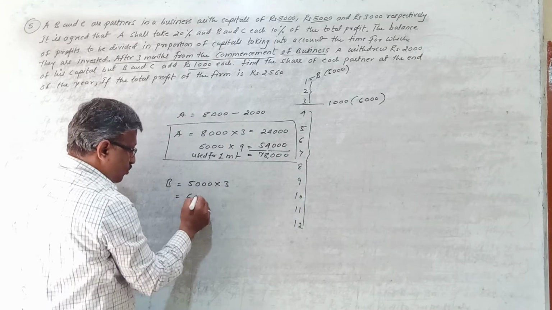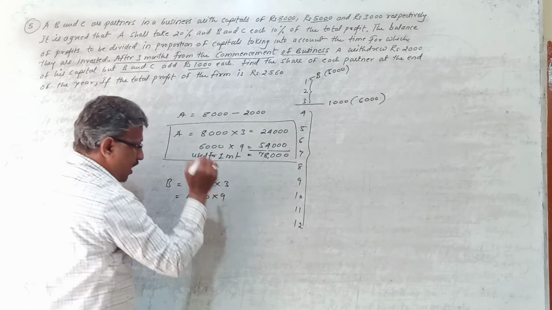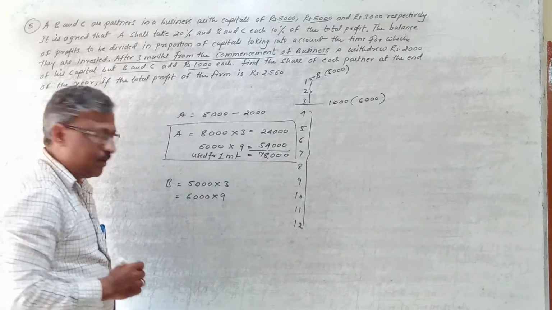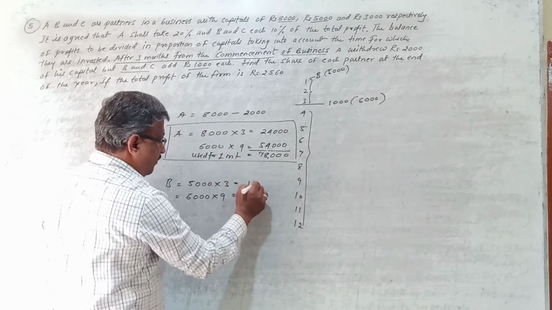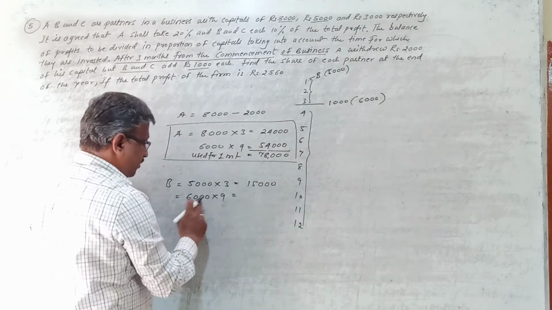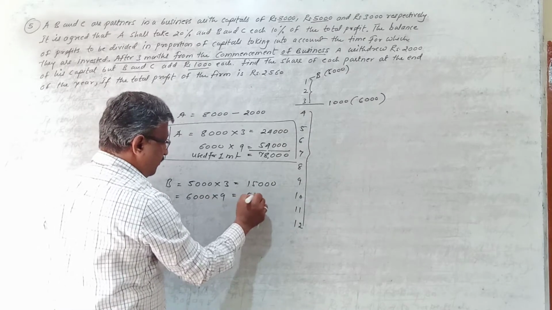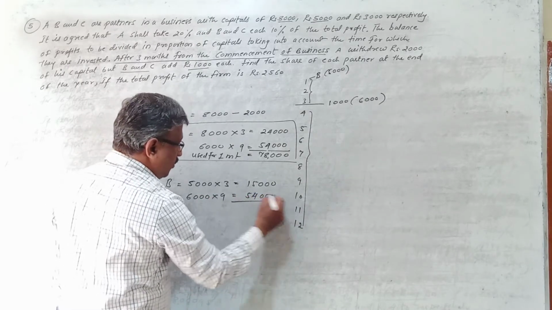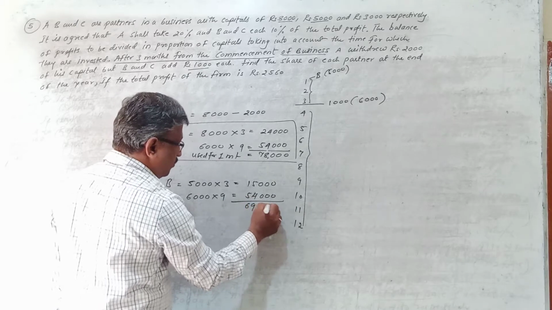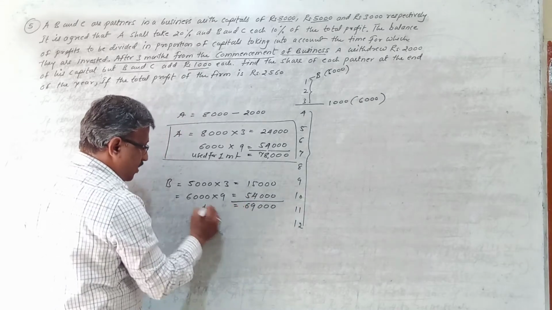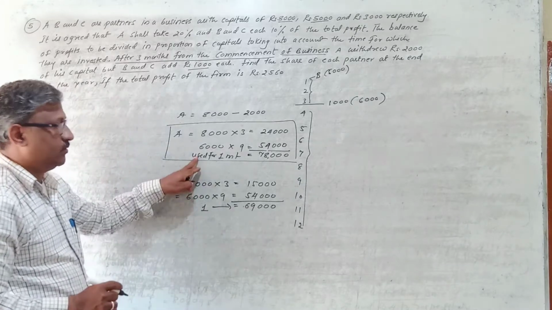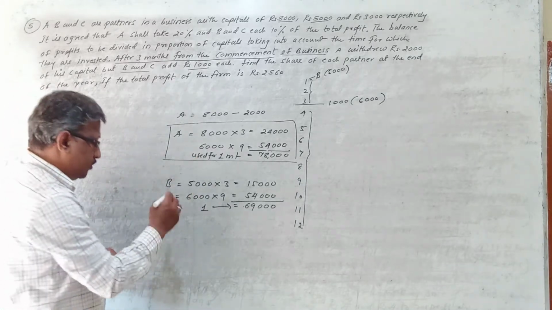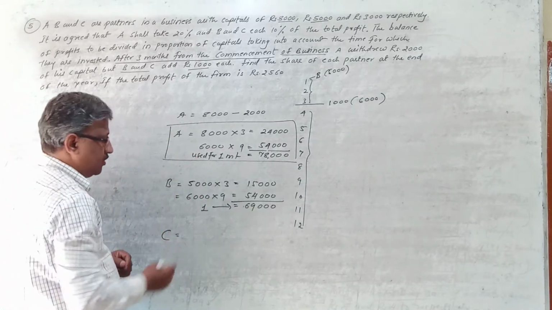And this 6000 rupees will be used in the business for the last 9 months, so you have to multiply by 9 months. Means 5000 into 3 gives 15,000 and 6000 into 9 gives 54,000. If you add this, you get 69,000. So these 69,000 rupees are treated as used for 1 month.